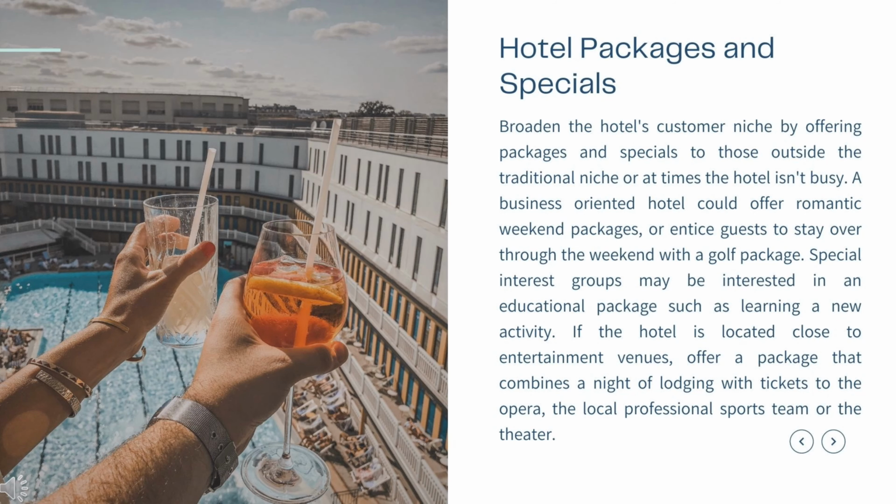And for the last one, hotel packages and specials. Broaden the hotel's customer niche by offering packages and specials to those outside the traditional niche, or at times when the hotel isn't busy. A business oriented hotel could offer romantic weekend packages or entice guests to stay over through the weekend with a golf package.